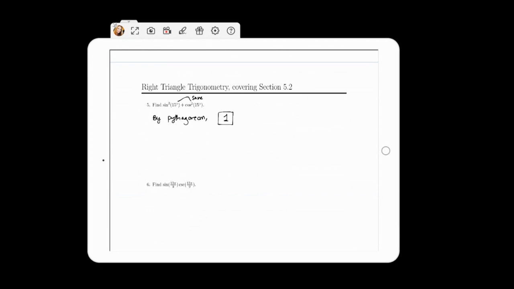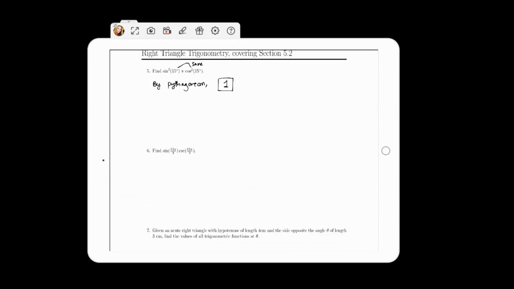So you just have to figure out which identity is the right one to use. I think that's probably the hardest part. Okay, so take a look at number 6.